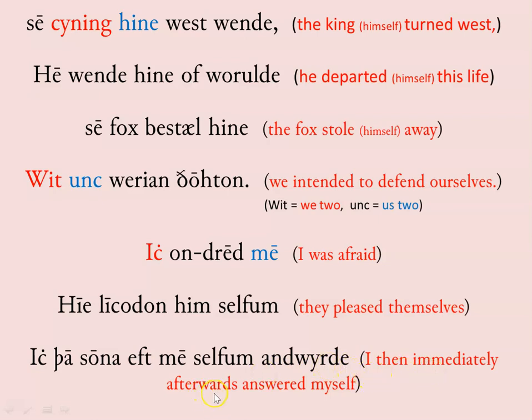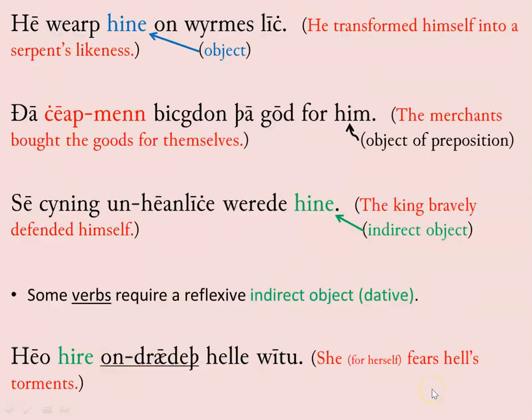Ic þasona eft me selfum andwyrde. I then immediately afterwards answered myself. So me selfum together, myself, answered. Ic þasona eft me selfum andwyrde. I then immediately answered myself.